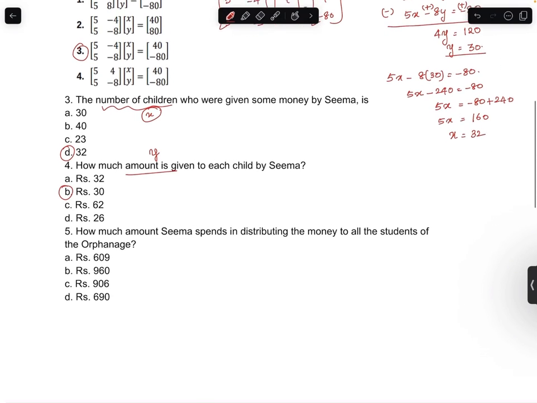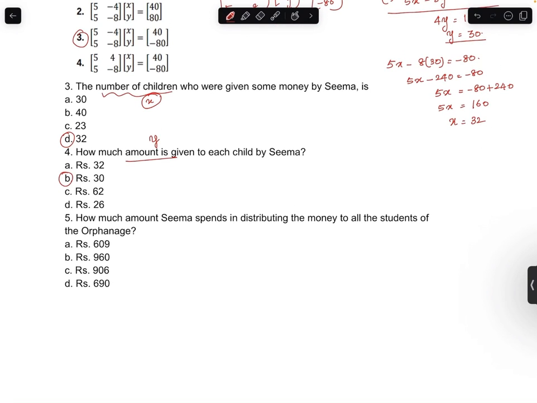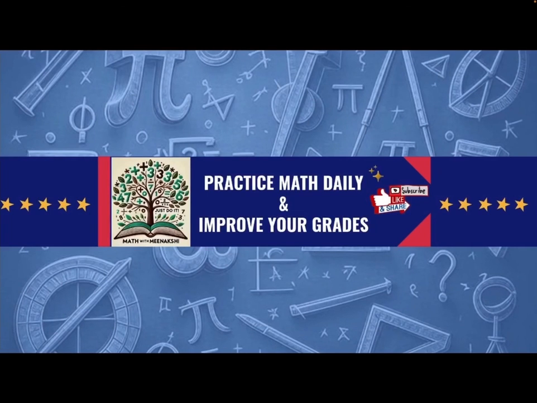How much amount Seema spends in distributing the money to all the students of the orphanage? Total amount is given by XY, that is 32 times 30, which is 960. Answer is B.